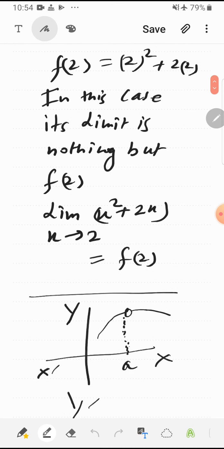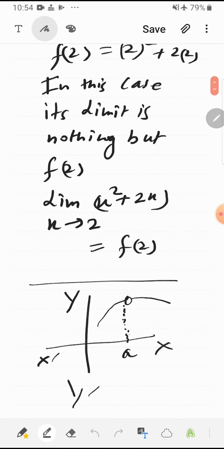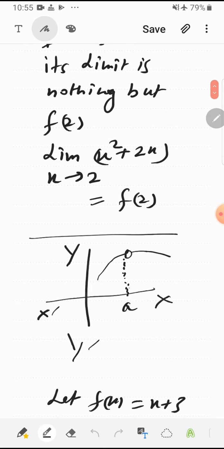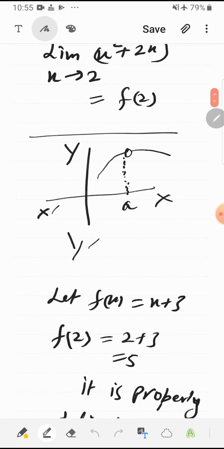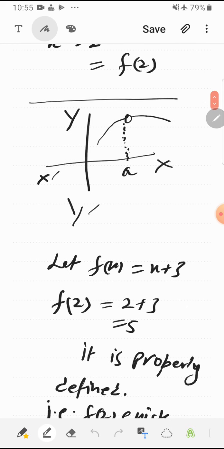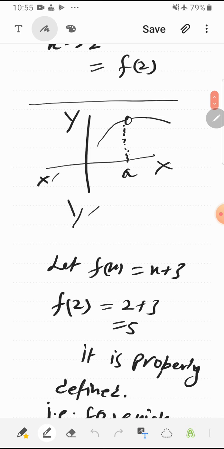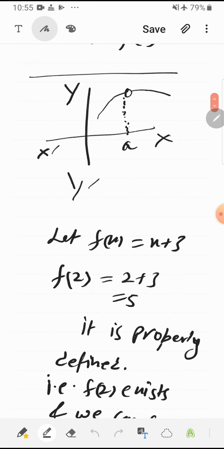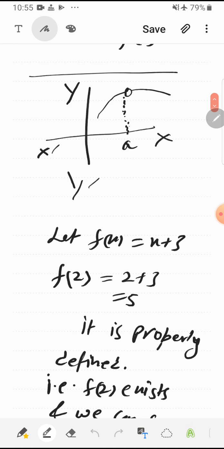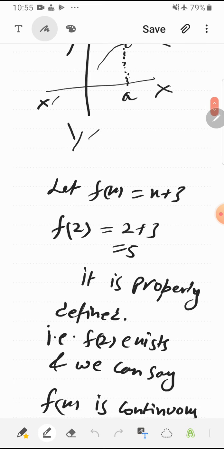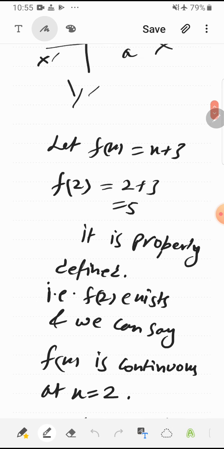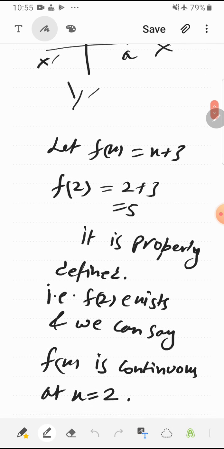If I draw the graph of any function and it is not existing at a point A, there is a hole in the graph, and I say the function is discontinuous. Again we see the function f of x is equal to x plus 3. If I put x is equal to 2 here, it is defined, and this is also the limit of this function. So we can say that the function is continuous at x is equal to 2.